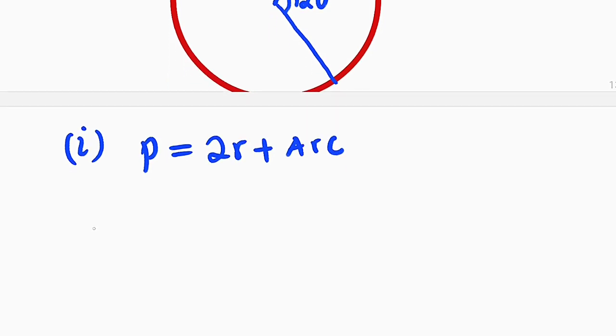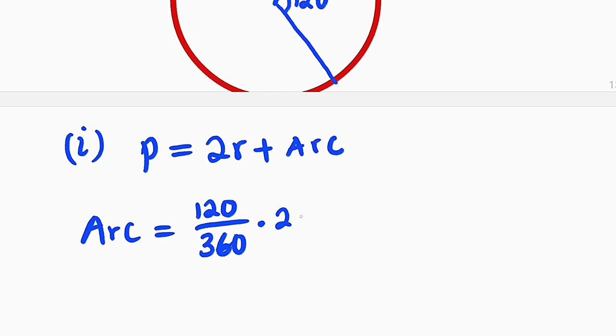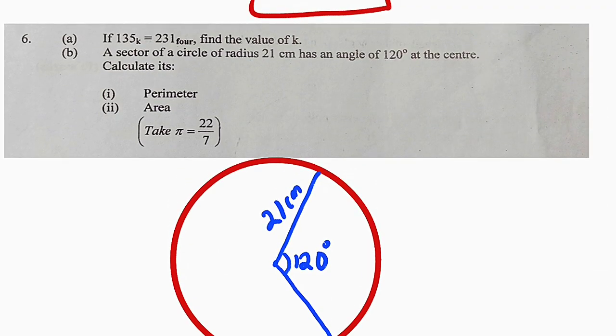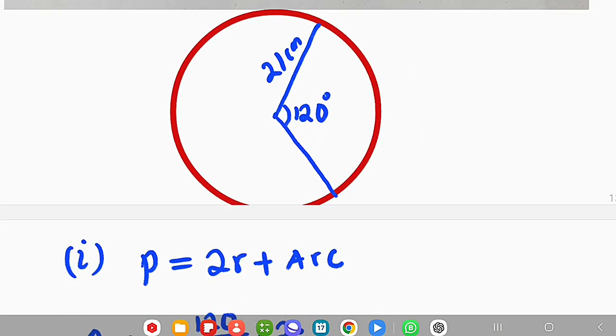And how can we find it? So arc is equal to the angle subtended, which is 120 degrees, divided by the total 360, multiplied by what? 2 pi r. 2 pi, they say we should use 22 divided by 7 as pi.